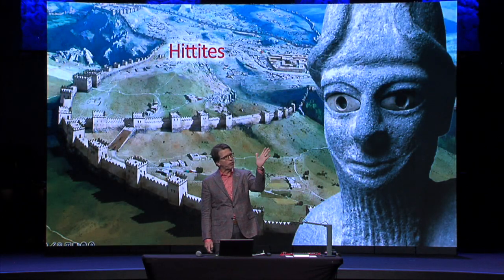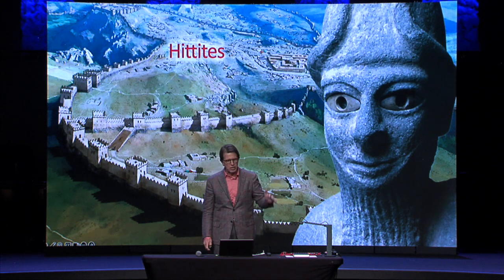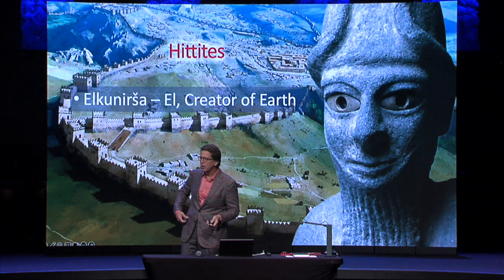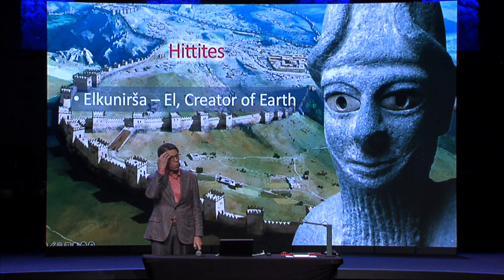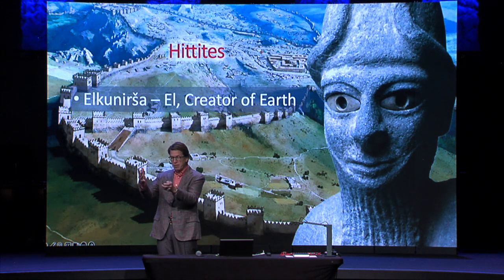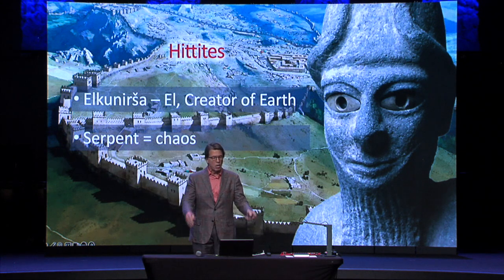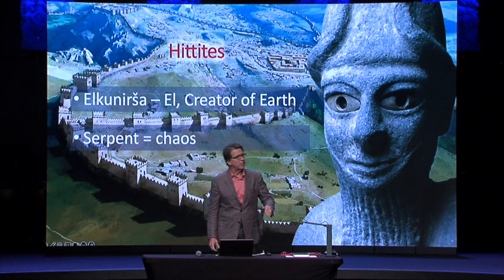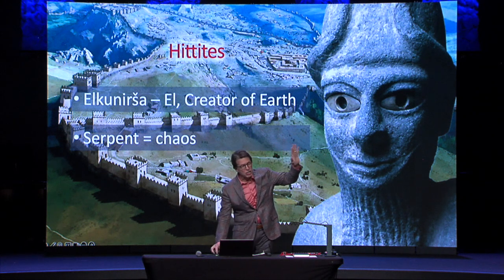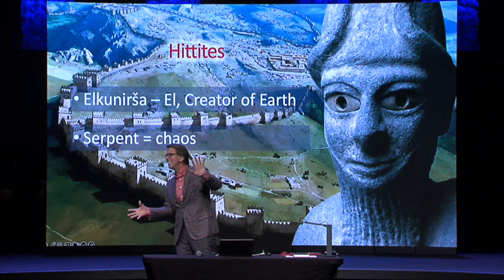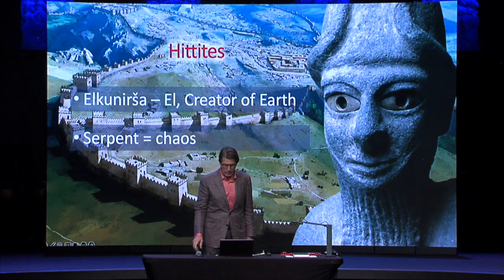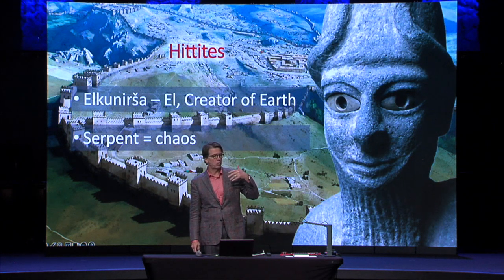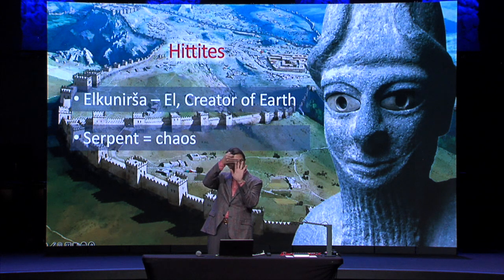Now, the Hittites are a little farther north. They're in Syria into Turkey. But we talked about the story of Elkanirsha, El, the creator of the earth. El is a Semitic word for God. And we talked about the story of not only him as creator, but the chaos that was the serpent. If you get up to the Hittite world, the serpent had a different symbolism than the serpent did in Egypt. In Egypt, the serpent was an indicator of a god, and the pharaohs would even wear these heads at times that had the asp coming out of them.